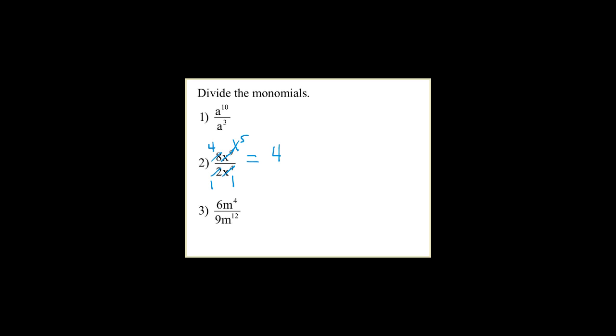So now I'm left with 4x to the 5th over 1, which equals 4x to the 5th. All right, now pause the recording and you do number 1 and number 3. Go.